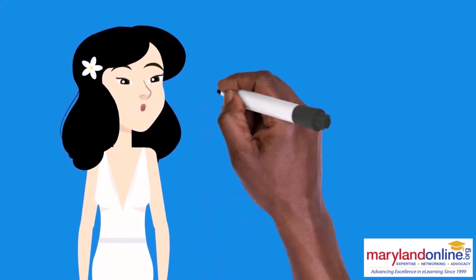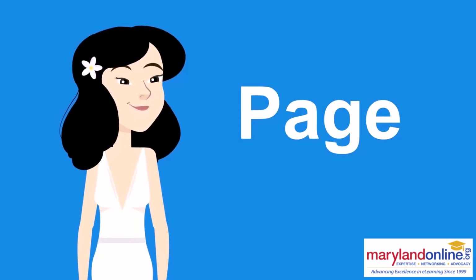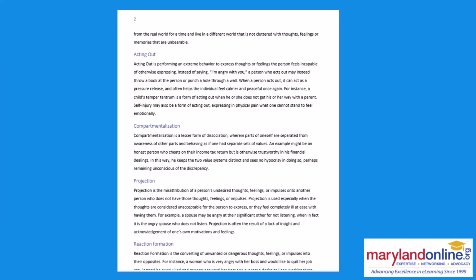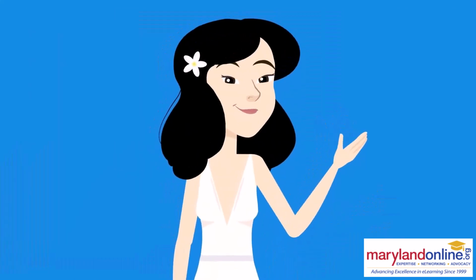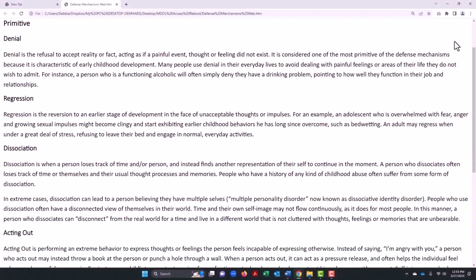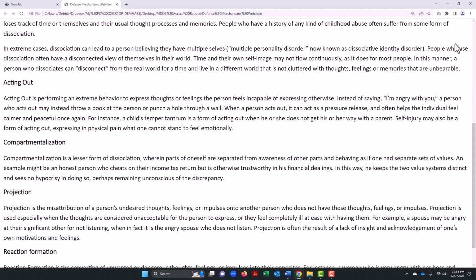Before we go over the process, we need to clearly define the word page. There are web pages and there are document pages. This is an important distinction, and here's why. Headers explain hierarchy. Think about the flow of information on a web page. There's typically scrolling involved, right?